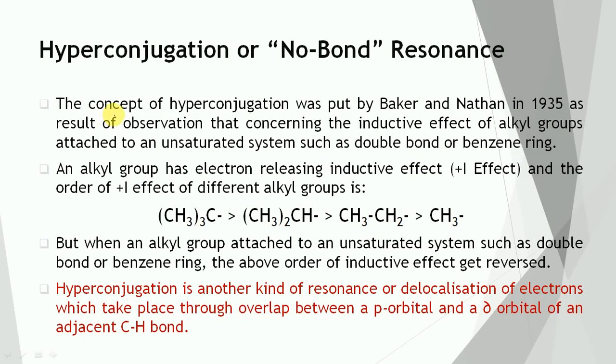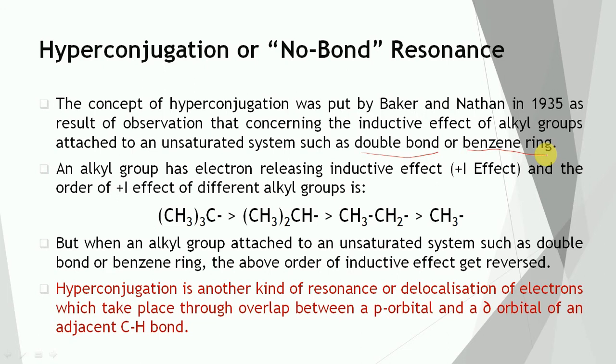Hyperconjugation or no-bond resonance. The concept of hyperconjugation was put forward by Baker and Nathan in 1935 as a result of observation concerning the inductive effect of alkyl group when attached to an unsaturated system such as a double bond or benzene ring.